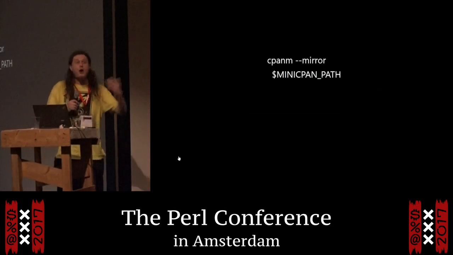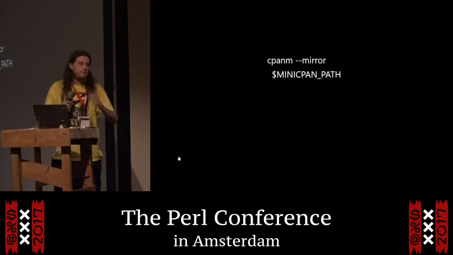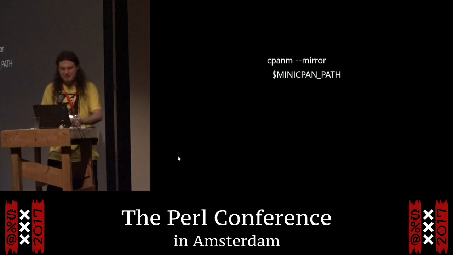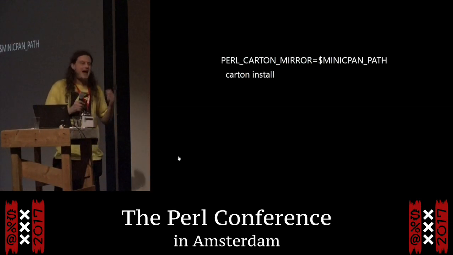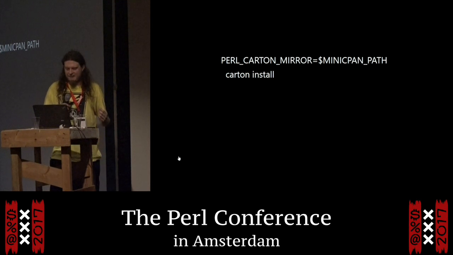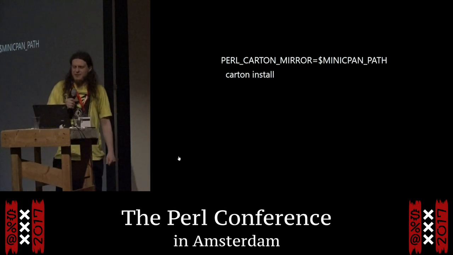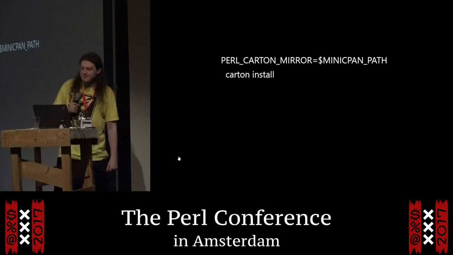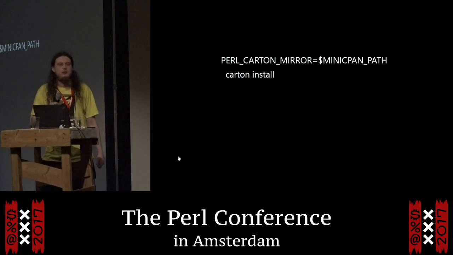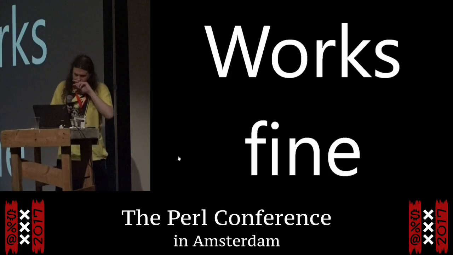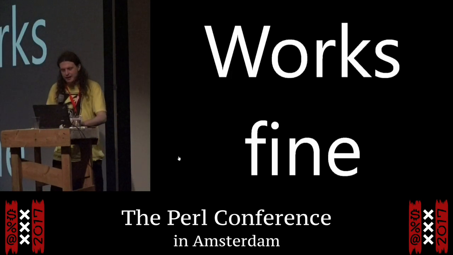And then once you've got a local mirror of some sort, you can point CPAN M at it with the dash mirror option, and Carton takes it as an environment variable. You may wish to write this environment variable down, because I'm damned if I can find it in the documentation. Alternatively, you can do what I do every time and read the source again. And that all works fine.